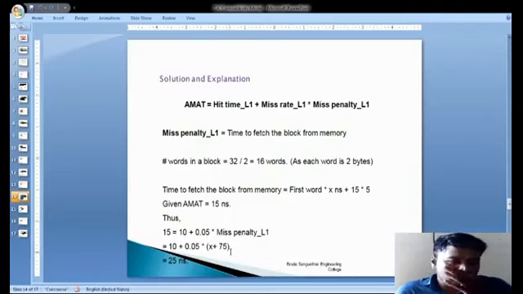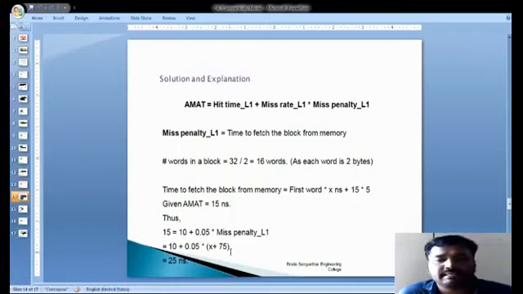As each word is 2 bytes. Okay. So average memory access time is 15 nanoseconds. So 15 is equal to 10 plus 0.05 into miss penalty. So totally, finally, we will get the answer as 25 nanoseconds. So that is the value of x.